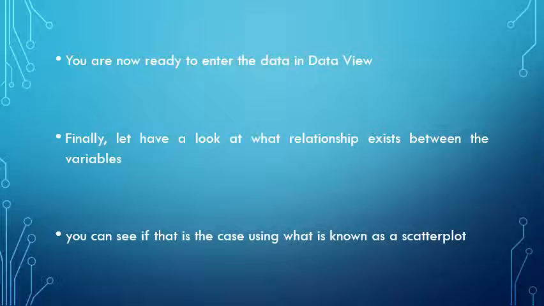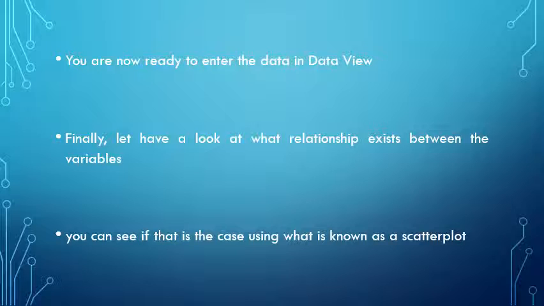Okay, you are now ready to enter the data in the data view. To do this, click on the data view tab in the bottom left of the main SPSS window and then simply type in the data as carefully as possible. After that, you should save it as the dataset. And finally, let's take a look at what relationship exists between the variables.